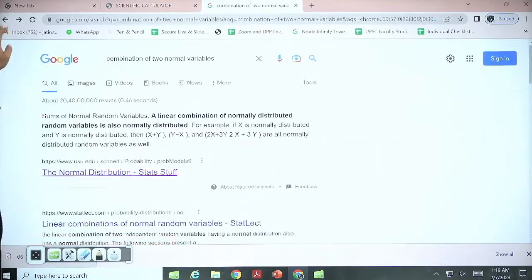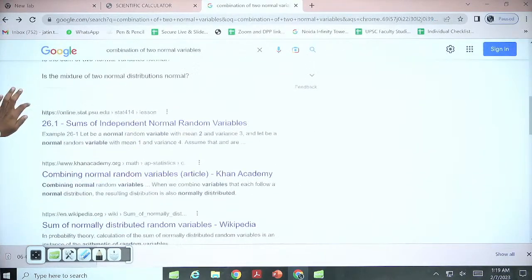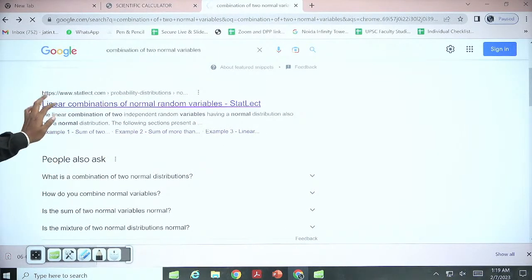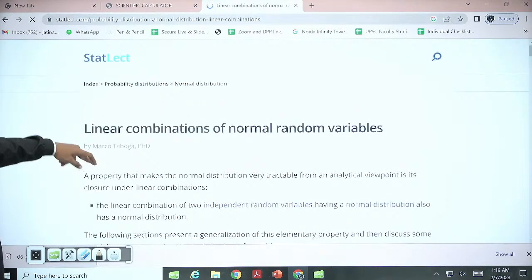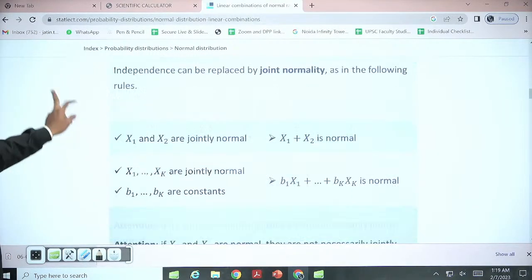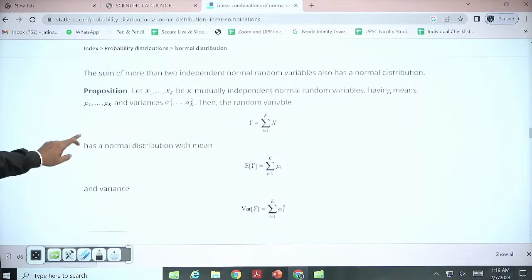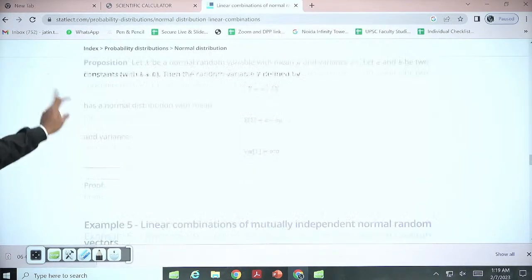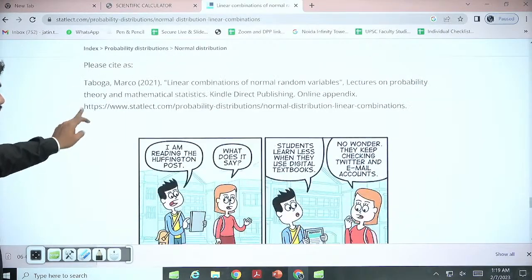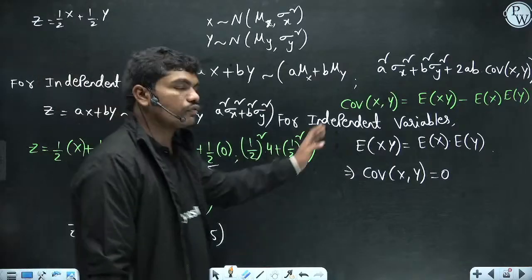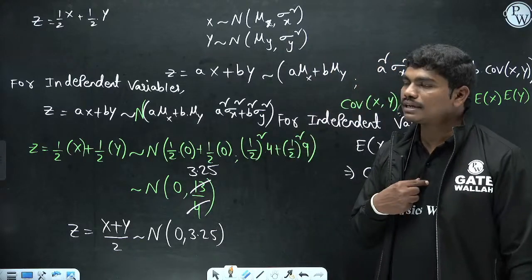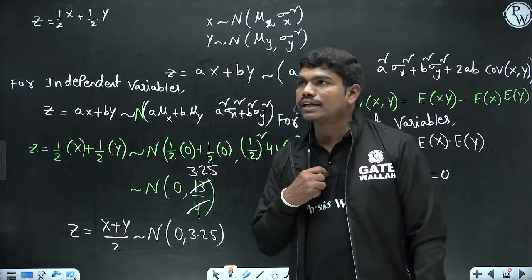There is even one particular example in Wikipedia or somewhere I found sometime, like statlecture.com or probability distributions. Basically it will be very lengthy. They'll use some high-level equations to get this, with some matrices again. So this will be very lengthy comparatively, so it is better to go for this method. Whatever I'm trying to give you, I'm giving only the simple things. It's not like I don't know many other things.